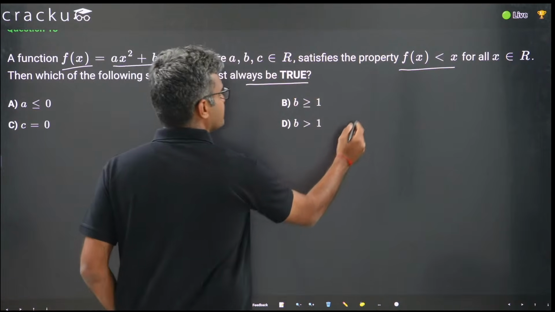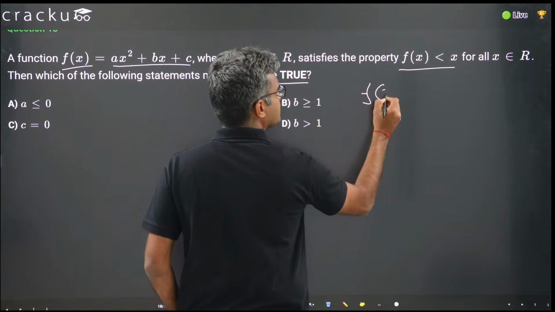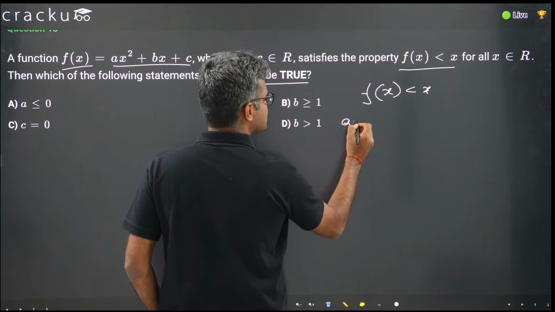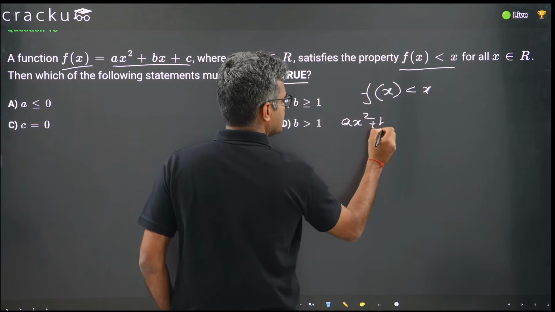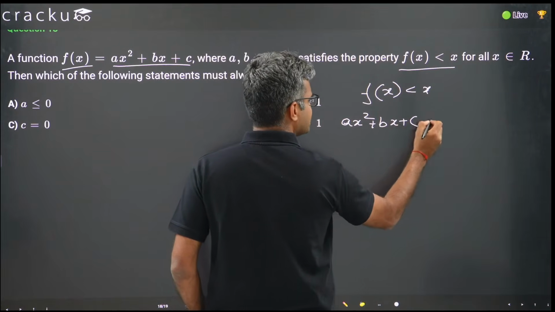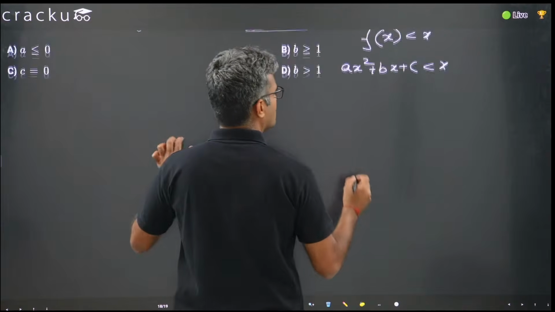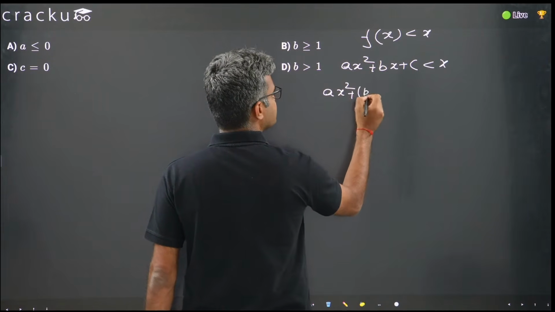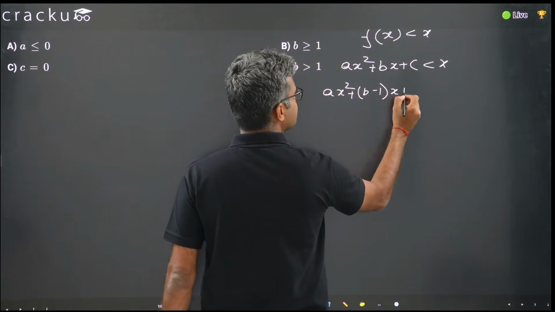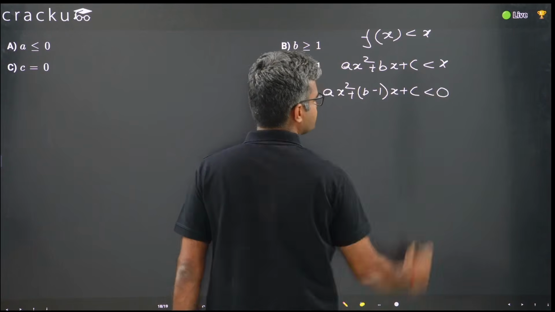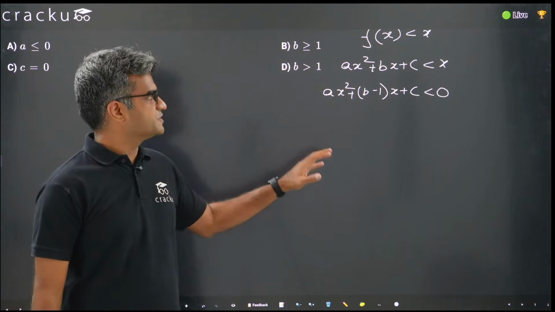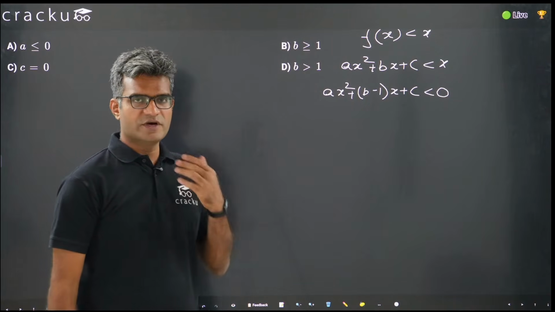So if f of x is less than x, we are told that ax square plus bx plus c is less than x, or ax square plus b minus 1 into x plus c is less than 0. Now this is a quadratic equation. If this quadratic equation is always less than 0, what does it mean?